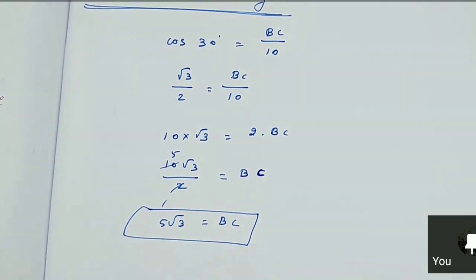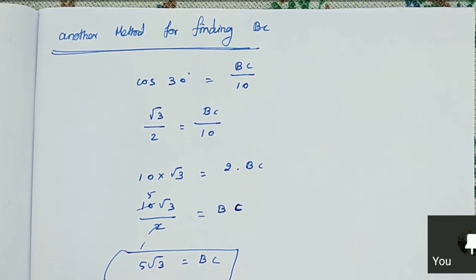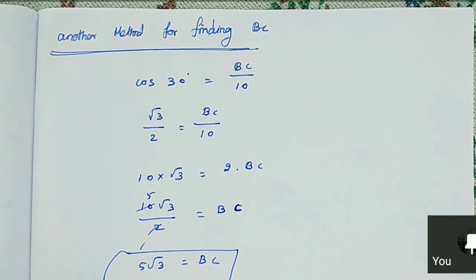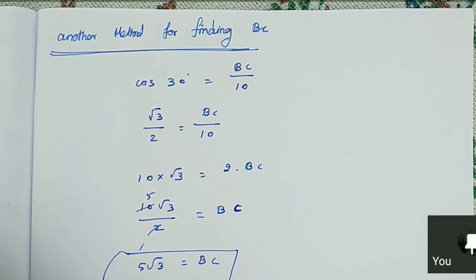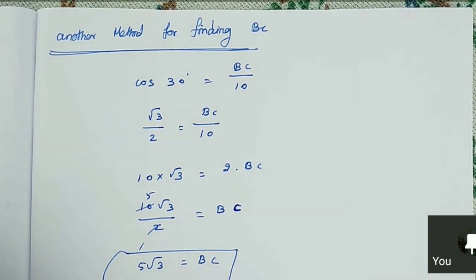Clear? Are you clear? Any other doubt? Are you all clear? So we have several methods to find the answers. Instead of cos, you can go with tan also. It is possible.